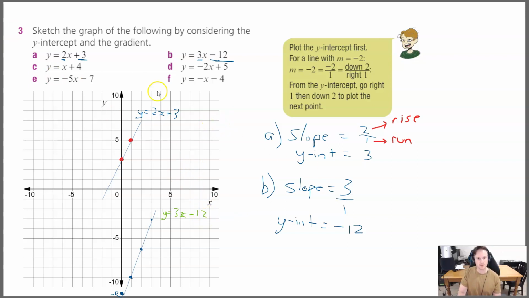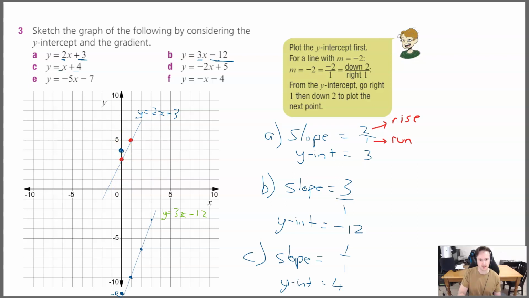Okay. So the next one, we'll go y equals x plus 4. So for C, the slope is going to be, now there's no coefficient there, so that means it's 1, okay? And we'll do 1 over 1 for the same trick as we've always done. And the y-intercept is going to be positive 4, okay? So we'll get our y-intercept first, so positive 4. So we'll go 1, 2, 3, 4. So that's here.